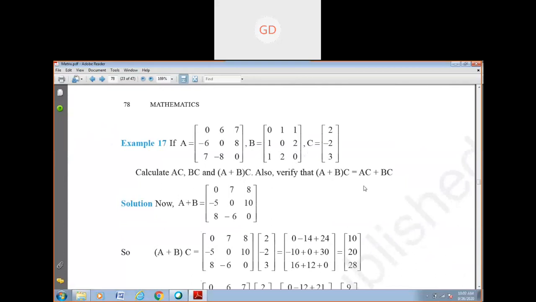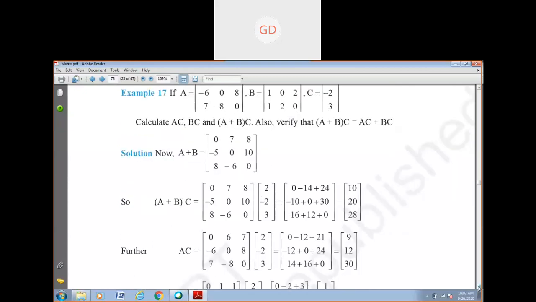And in the right hand side, if we calculate separately, that is A into C, and again B into C we can perform, and finally if we add them, that right hand side gives us a new matrix. So left hand side gives finally one matrix and right hand side will give us another matrix. These matrices are equal. So we can verify that here, and it is verified in this example.